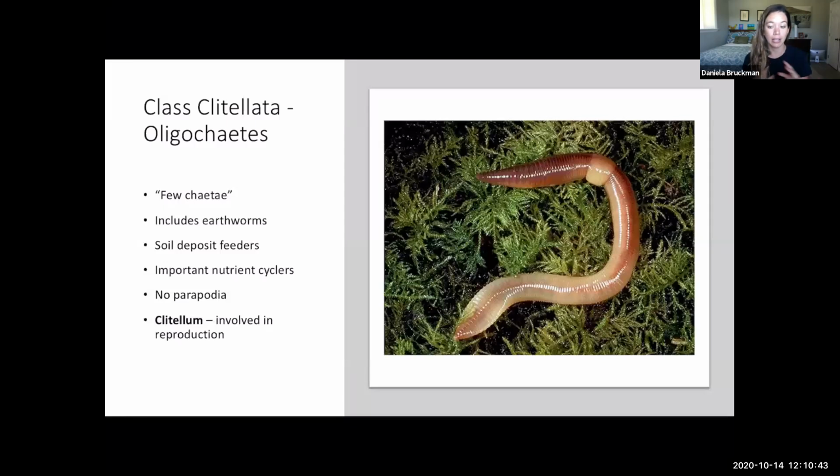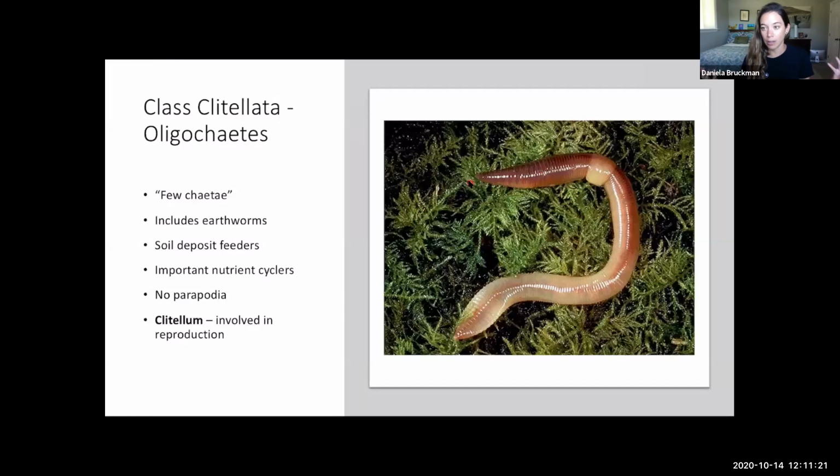And oligochaete literally means few chaetae, so few bristles. If you look at the body of a typical oligochaete like this earthworm, you don't see those parapodia like you saw on the polychaete worms, and you also don't see any bristles with the naked eye. However, if you were to look very closely, perhaps with a microscope, you would notice that there are in fact some bristles along the external body of these animals. They're just so small that you can't see them. So that's why they're called oligochaetes.